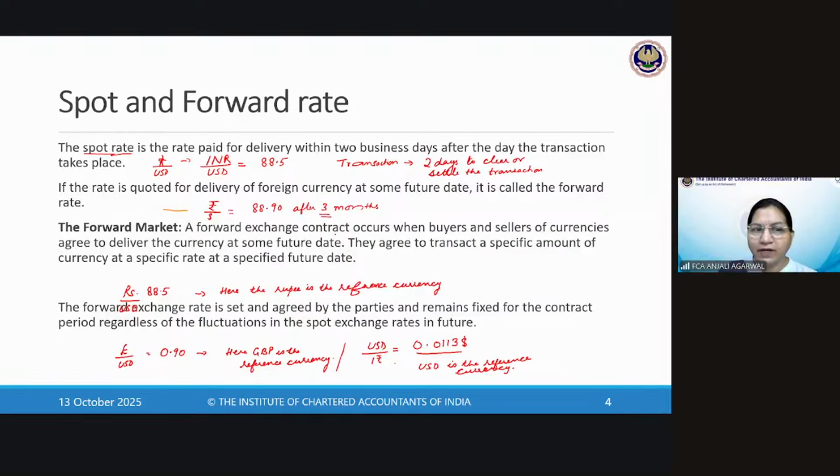So a forward market contract occurs when buyers or sellers, or the customers, agree to deliver one currency at some future date against another currency. They agree to transact a specific amount also. Let's say this rate is quoted for $1,000 or this rate is quoted for $10,000. So this is at a specified future date, right?